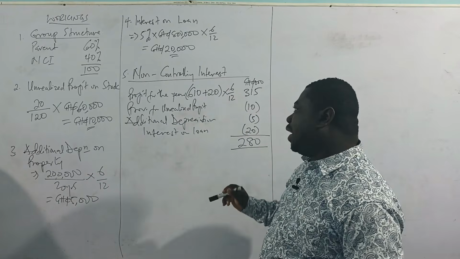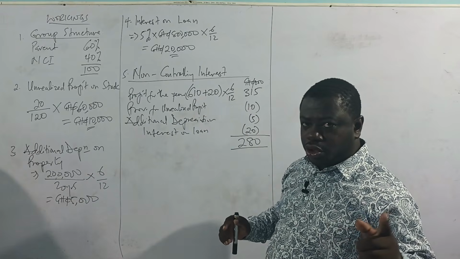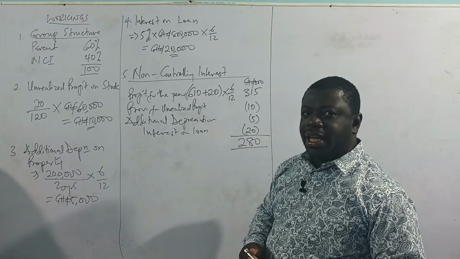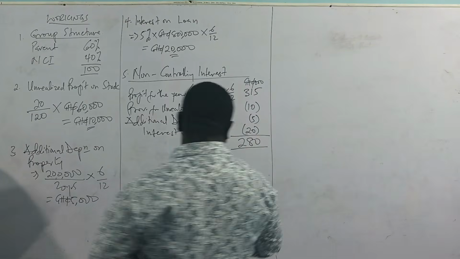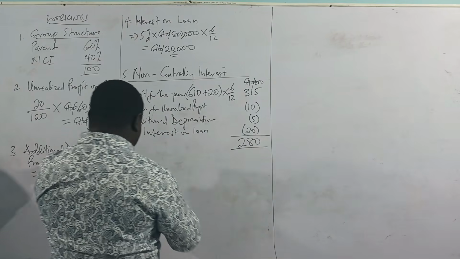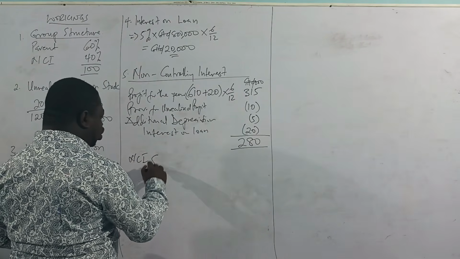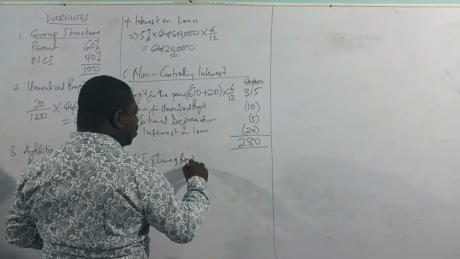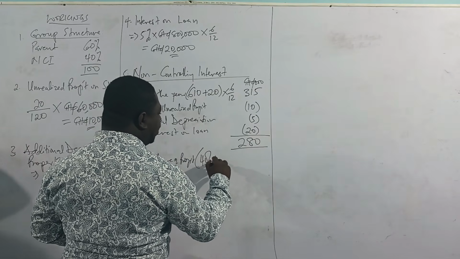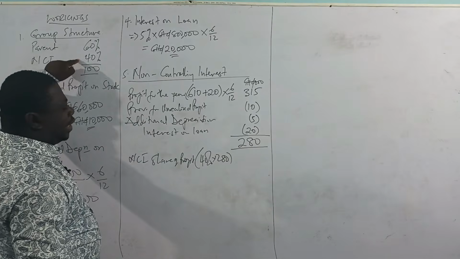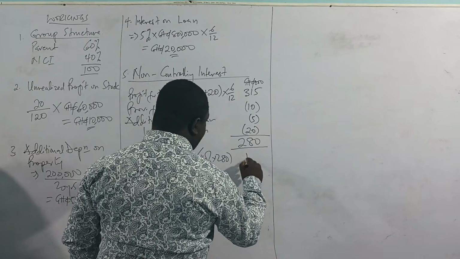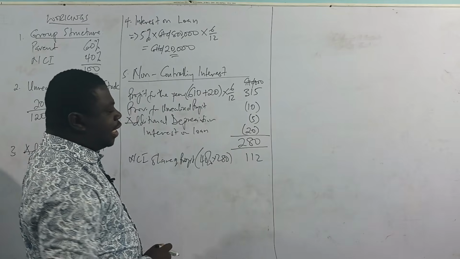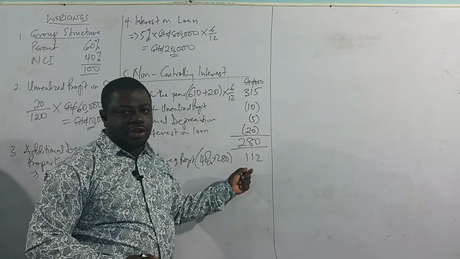So please take notes and learn. I know that may be confusing to you. But just look at it and then try that with other questions. You'll be fine. Now that we have this as a profit, then we can say the NCI share of the profit will be 40% times 280. So 40% of the 280 gives them 112. So 112 Ghana cedis becomes the share of profit of the subsidiary.